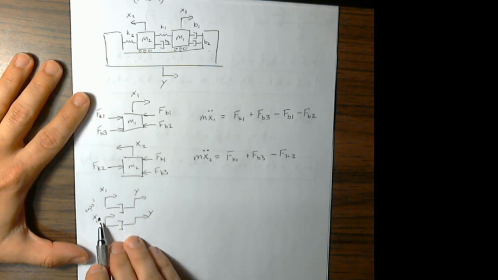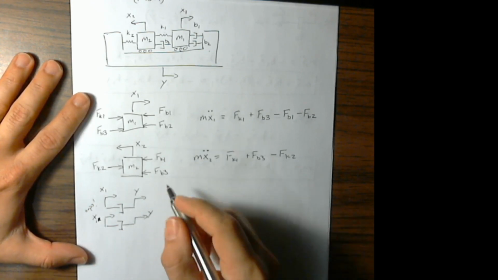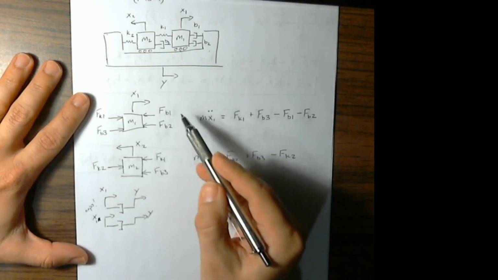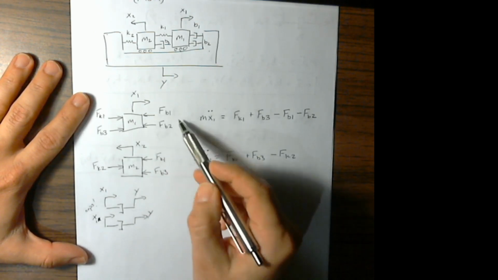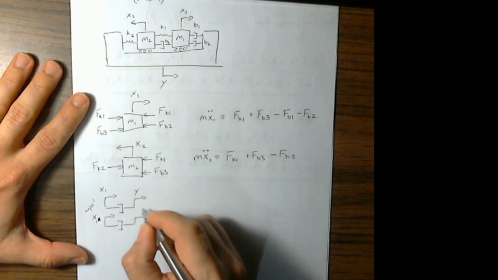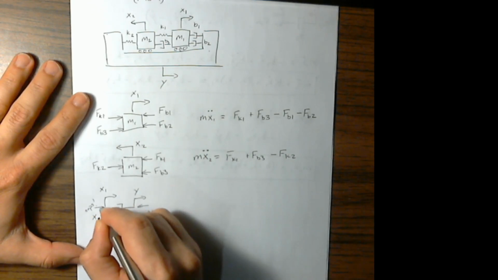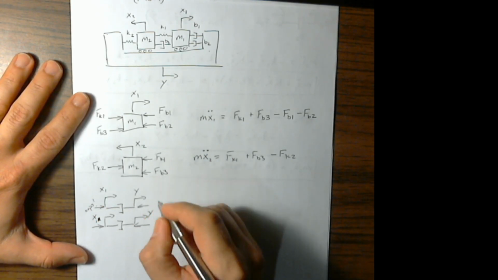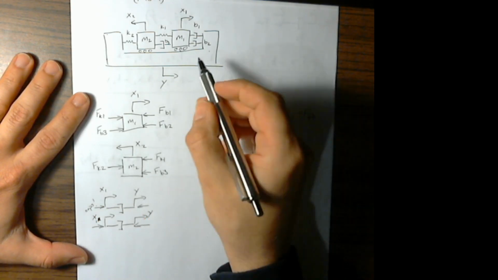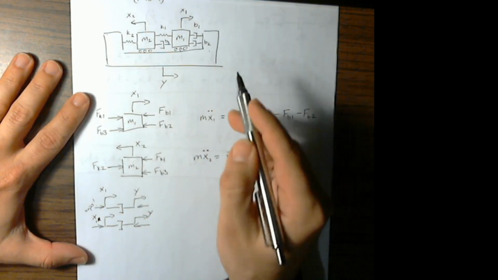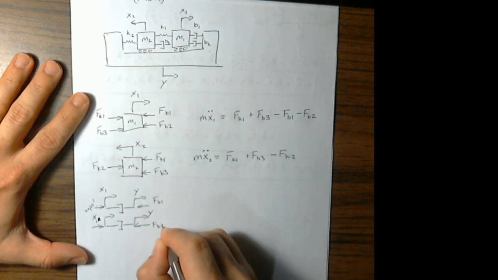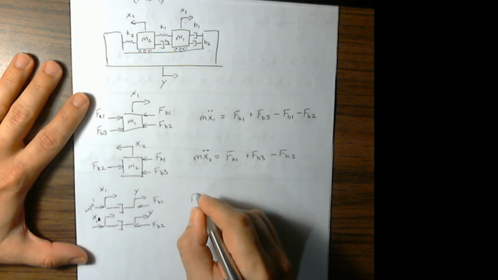Got ahead of myself there. Yep, that's x1. There we go. All right, so the forces on mass 1 here. So these forces are going to be pointing inward. And this is going to be FB1. This is going to be FB2. Good.